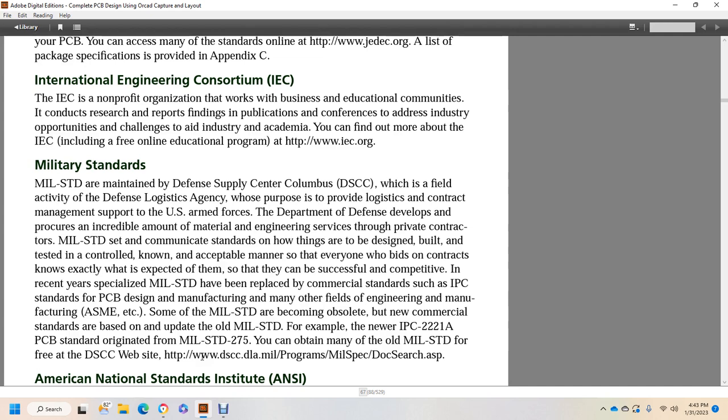In recent years, the specialized military standards have been replaced with commercial standards such as the IPC standards for PCB design, and those of manufacturers in many fields of engineering, such as ASME, etc. So military standards are becoming obsolete, but the new commercial standards are based on updates of the old military standards. For example, the newer IPC-2221A PCB standard originated with the military standard 275. You can obtain many of the old military standards from the DSCC website, DSCC DLA mil programs mil spec doc search ASP.